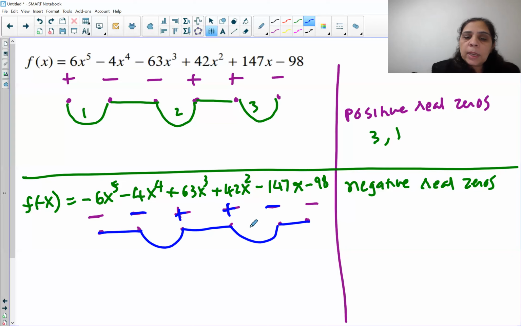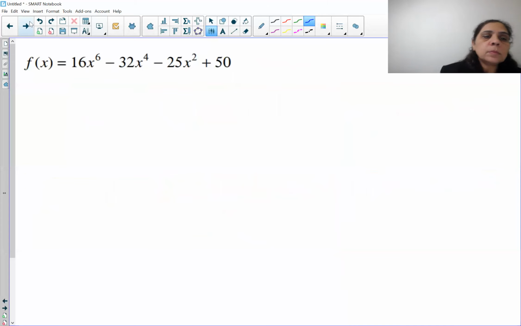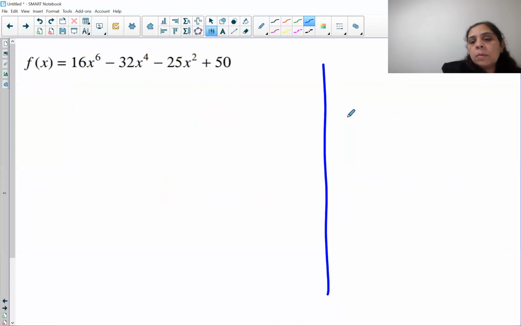So how many negative zeros will we get? 1 and 2. So possible is 2, and 2 minus 2 is 0. So 2 or 0. All right, let's see the next one we have. See, we have it in descending order. Now we will write positive real zeros.